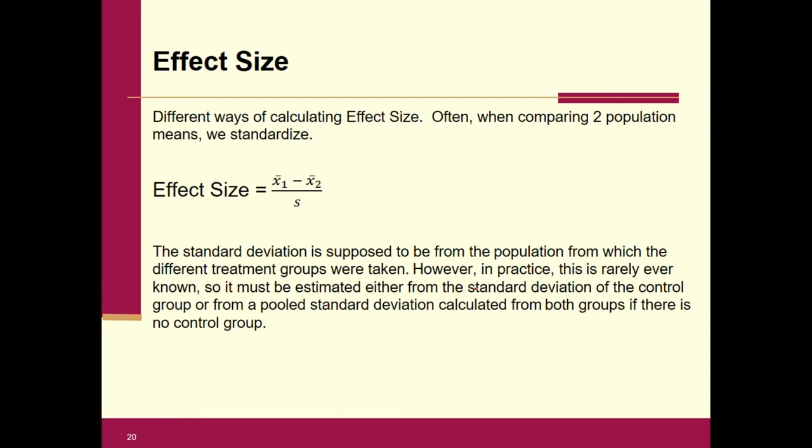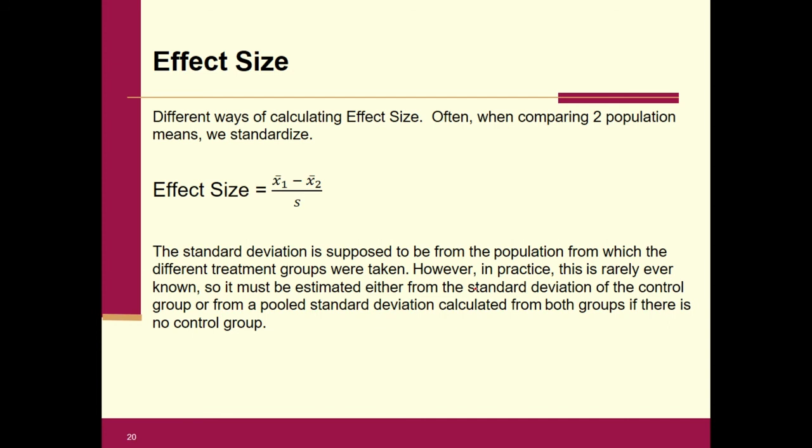Remember, we hardly ever know what the population standard deviation is going to be once you combine the two groups together. So that number must either be estimated from the standard deviation of the control group, or remember how we talked about the pooled t and we had a pooled standard deviation? Well, you can also do that.